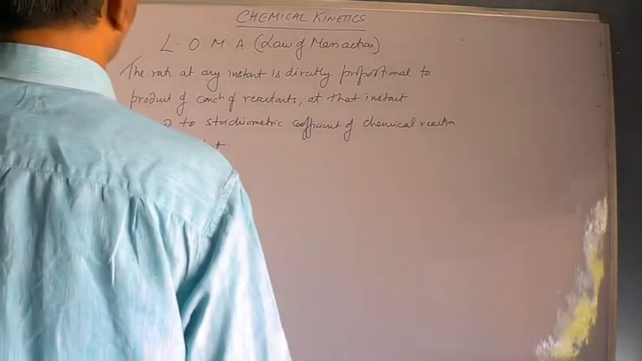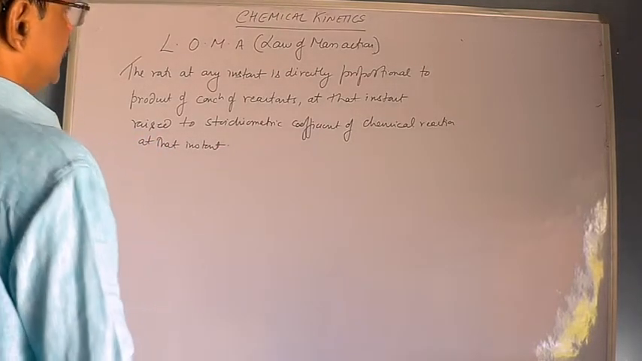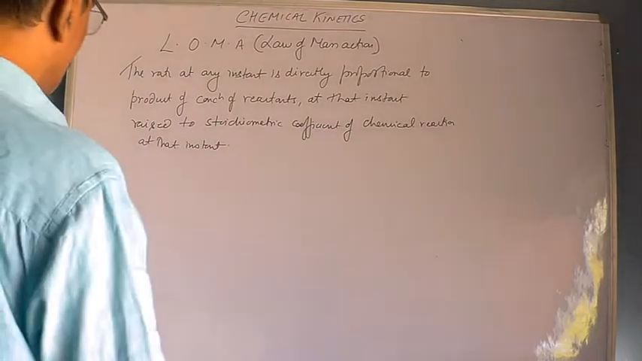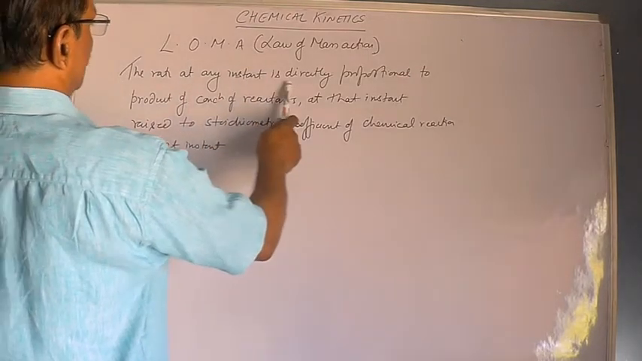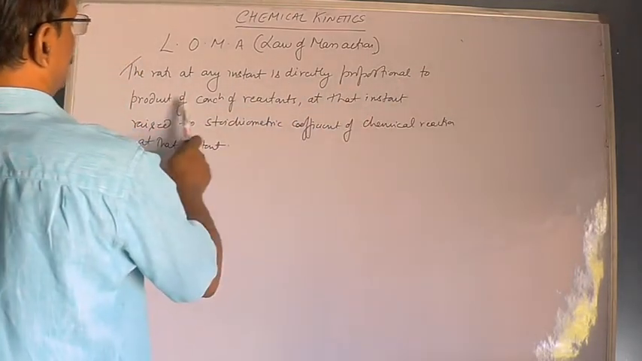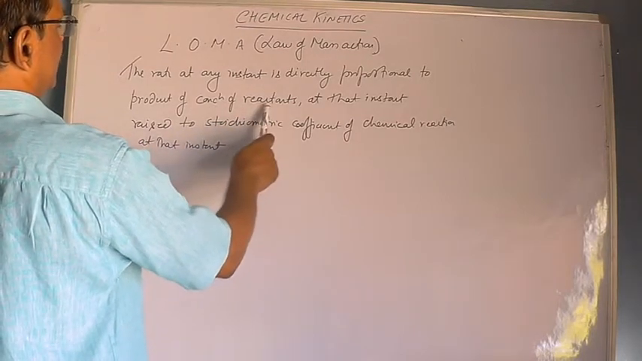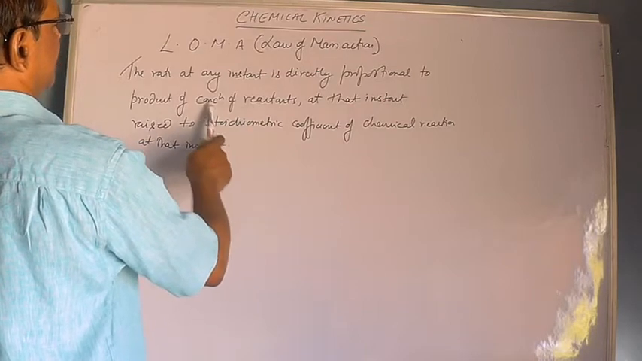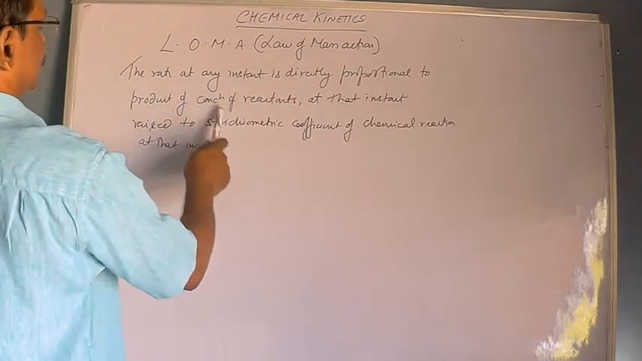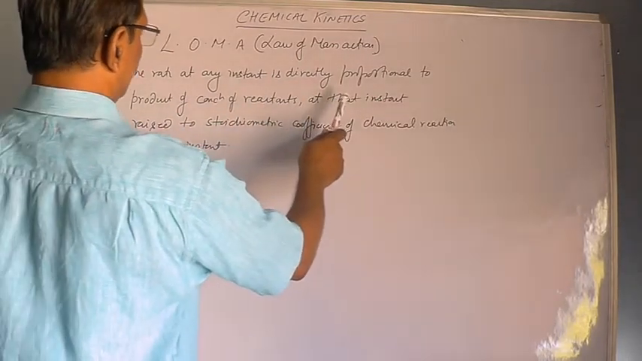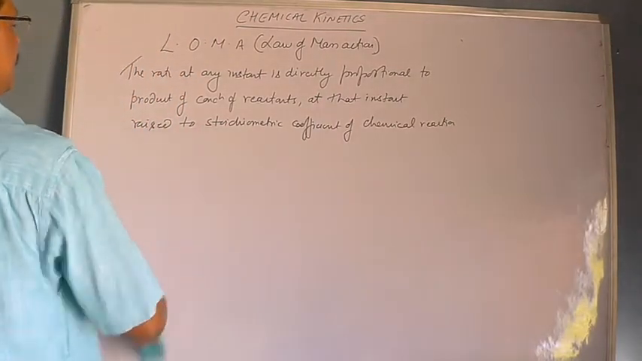Now class, we'll move to LOMA. You know very well, you studied in class 11, it is called the law of mass action. So what does it suggest? It suggests that the rate at any instant is directly proportional to the product of the concentration of the reactants. Class, very important line. It is the basis of your chemical kinetics. The rate at any instant is directly proportional to the product of the concentration of reactants at that instant raised to the stoichiometric coefficient of the chemical reaction.